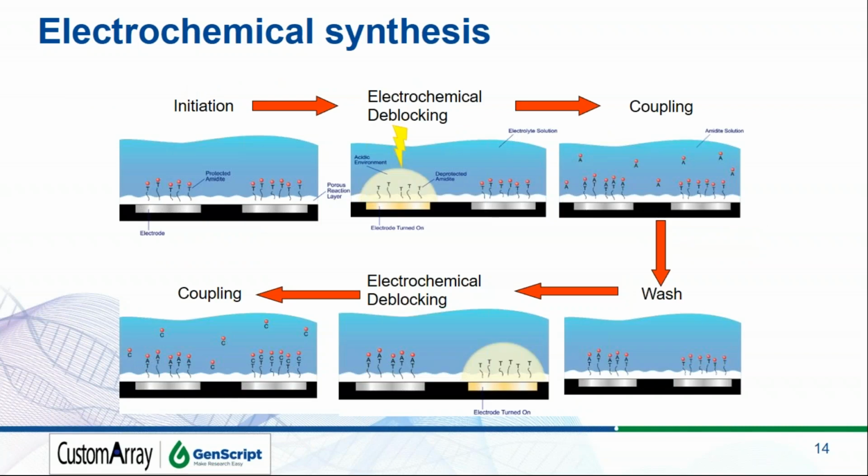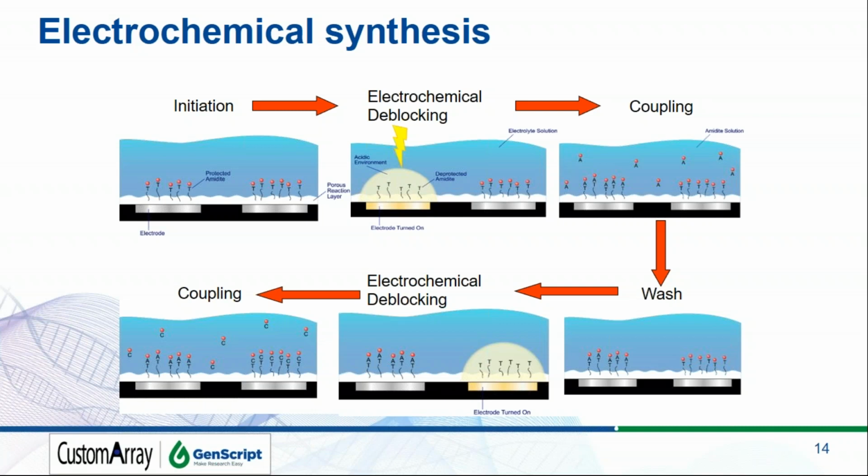As a sum up of this entire electrochemical synthesis process, you start with two electrodes. Both of them have a T on them, and both of those T's have protecting groups. The first thing we do with that nice lightning bolt graphic, we turn on the first electrode. You turn on the voltage, and that creates an acidic environment just above that particular electrode and not the neighboring electrode. Then, in the next step, we flood the entire chamber with an A phosphoramidite, again, along with an activator. This is implied.